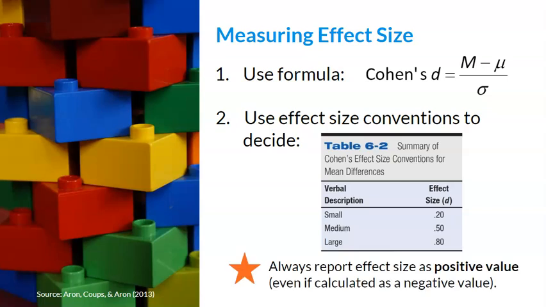Now, one important point here. When calculating effect size, you may calculate a negative value. This happens when the sample mean is smaller than the population mean. This is normal. However, from a statistical and reporting perspective, you will always report effect size as a positive value.